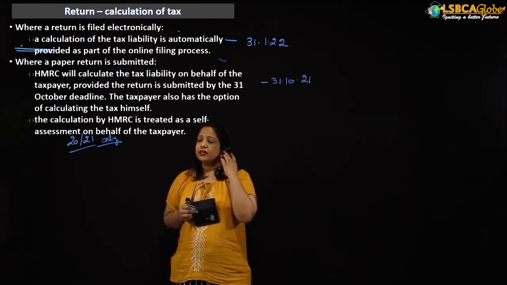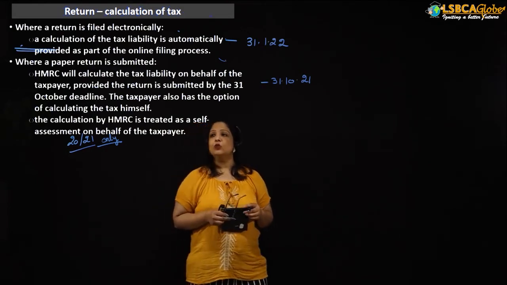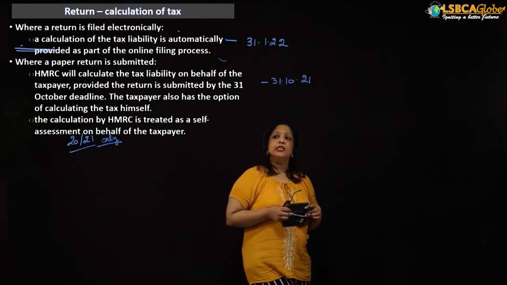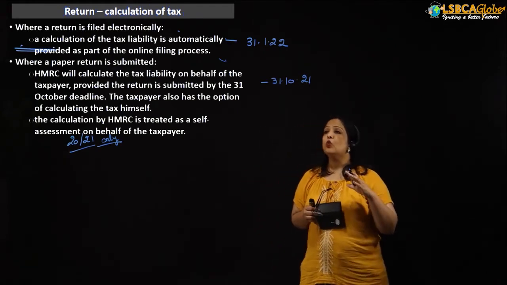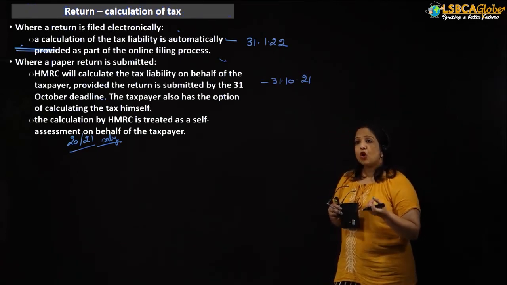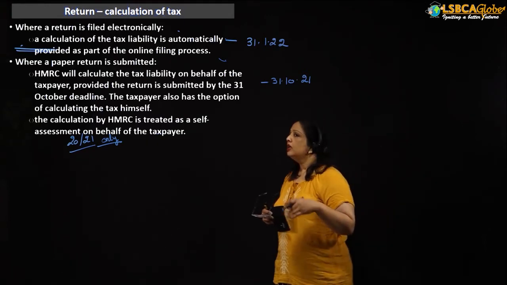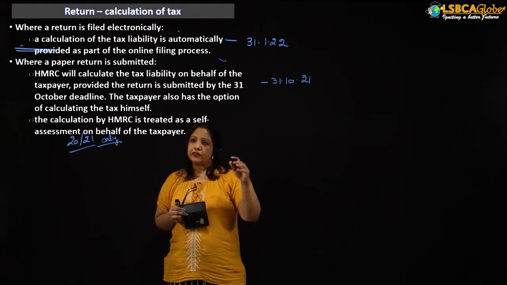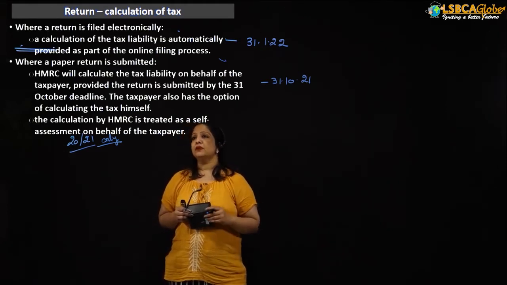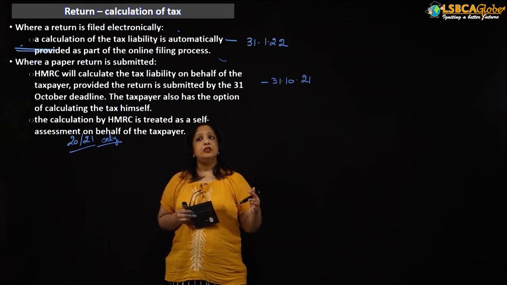And it doesn't mean, class, that if an HMRC official has calculated the liability on my behalf, then the return is 100% accurate. Why? Because whatever information I have presented to the official, he calculated accordingly. Can I say that because he has calculated it, my information is credible? Can I say that? You can't say that, class, because he only calculated what you gave.